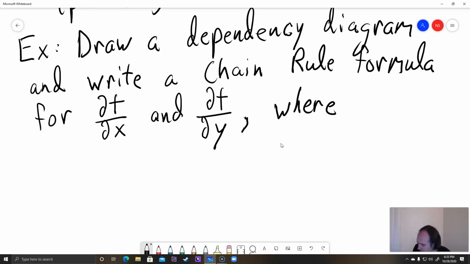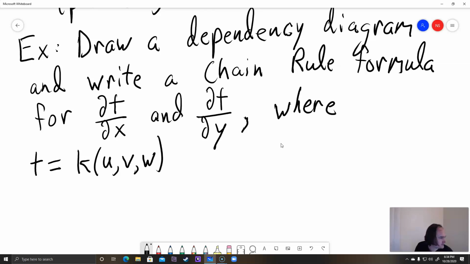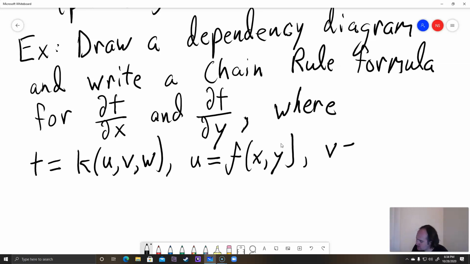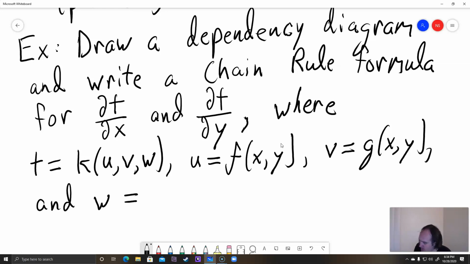So they say t equals k of u, v, w, u equals f of x comma y, v equals g of x, y, and w equals h of x comma y.